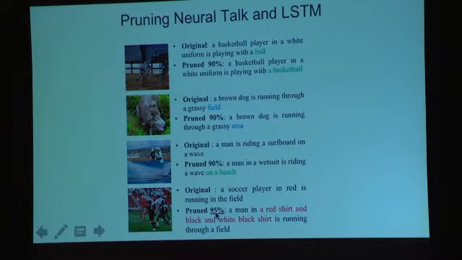So pruning at 95%, instead of saying a soccer player in red is running in the field, it says a man in a red shirt and black and white black shirt is running through a field. So it's not completely brain dead, but it's just not the same answer that it got before you removed all but 5% of its neurons. I don't think any of us would work as well if 95% of our neurons were removed.